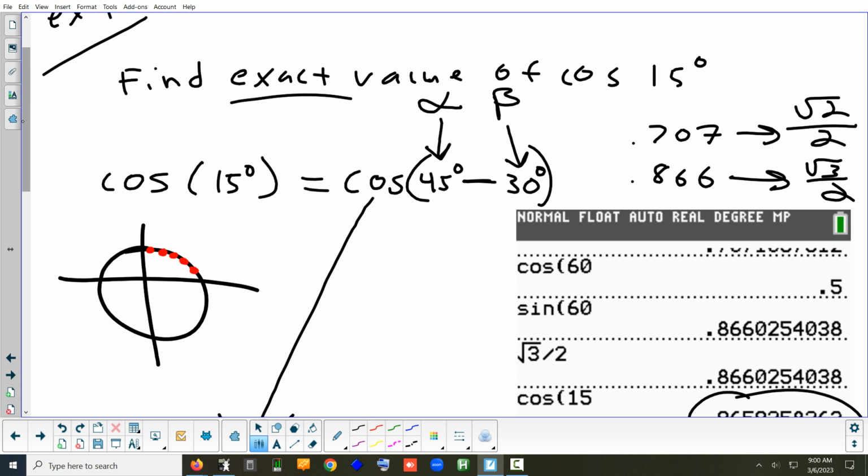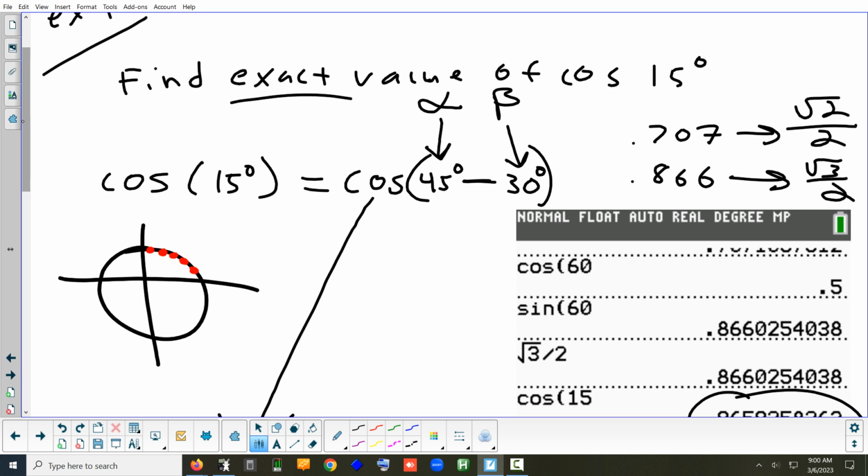And technically, if you can do the 15s, you can do half of 15. You can do the 7.5s. And then if you can do that, you can do half of the 7.5s. Then it starts to get a little messy. But 15s is what we're going to focus on.